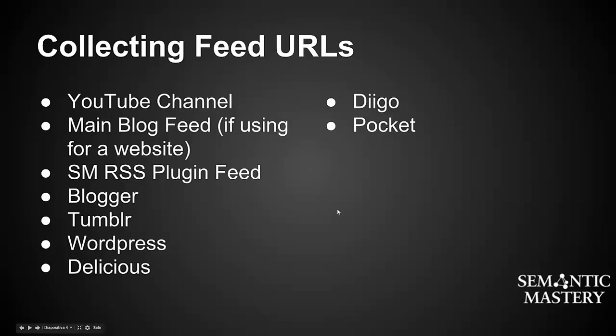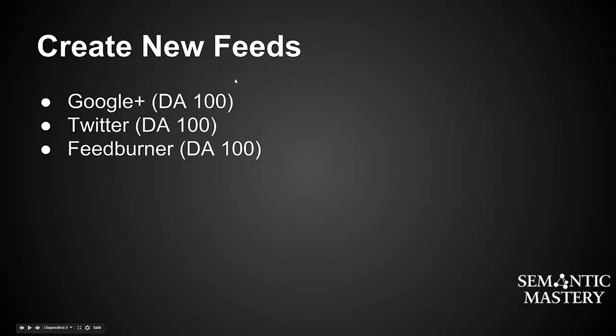Okay, now that we have collected the entire array of RSS feeds that our channels natively allow us to use, there are a bunch of other channels that do not allow native feeds. For example, Google Plus, which has a domain authority of 100, Twitter, which is also a domain authority of 100, and FeedBurner. I'm going to show you how to use FeedBurner to power up your RSS feed as well.